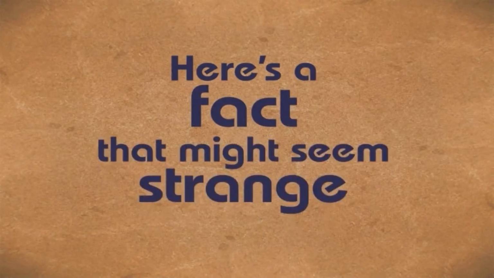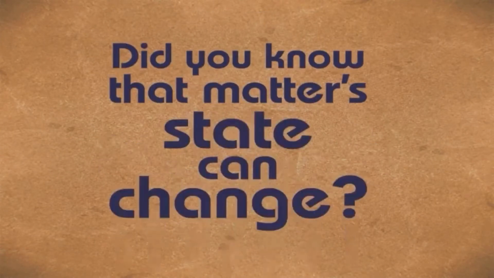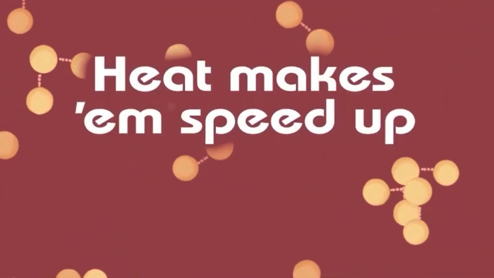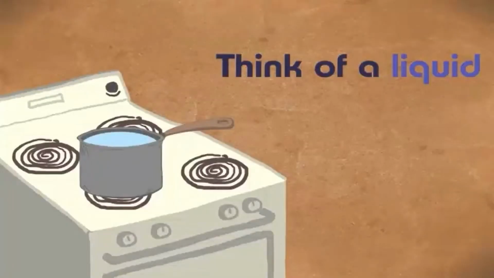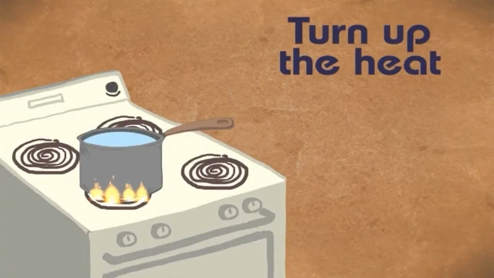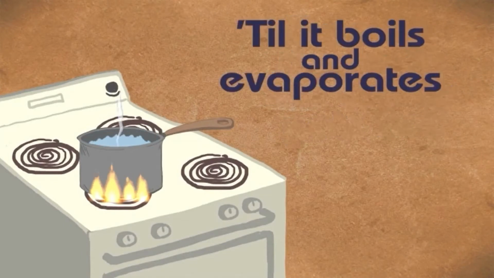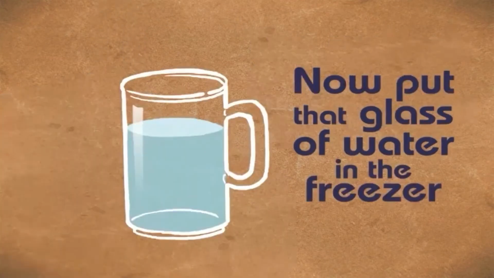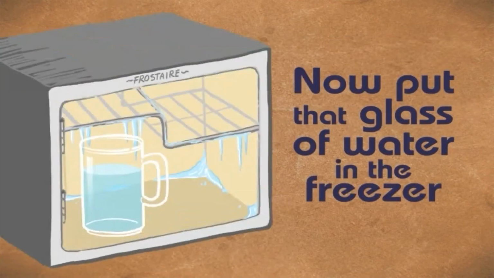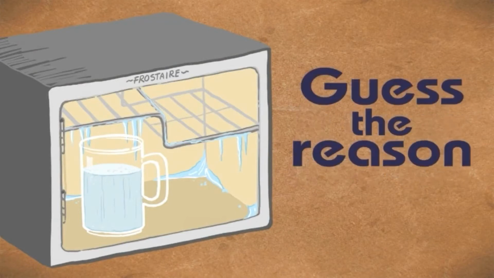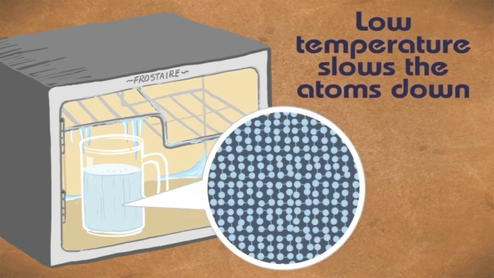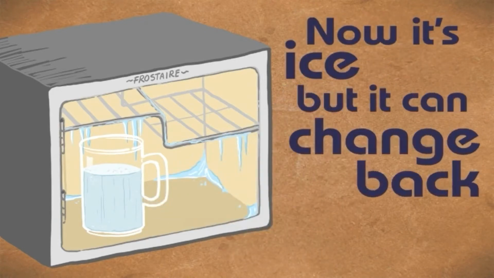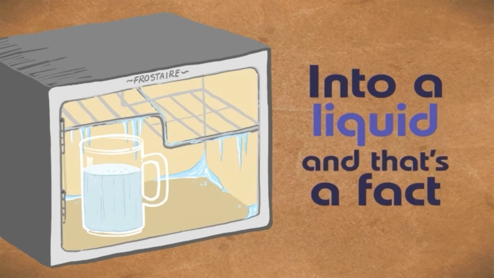Here's a fact that might seem strange. Did you know that matter's state can change? Heat gives energy to atoms, so heat makes them speed up, cold makes them slow. Think of a liquid, water in a pot. Turn up the heat, the water gets hot till it boils and evaporates. The water's now with gas, its state has changed. Now put that glass of water in the freezer, it turns into ice. Guess the reason. Low temperature slows the atoms down. The water's now a solid, atoms don't move around. Now it's ice, but it can change back into a liquid, and that's a fact.